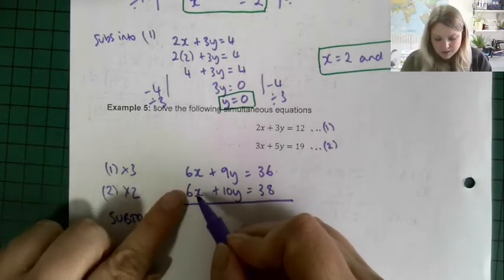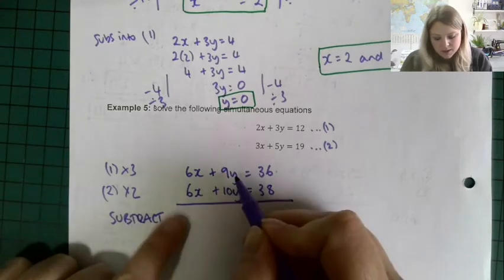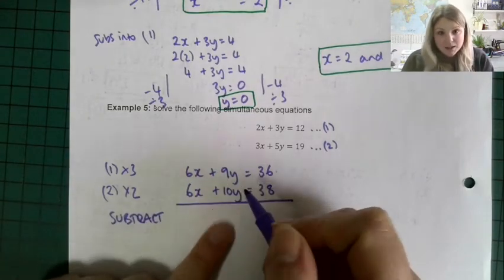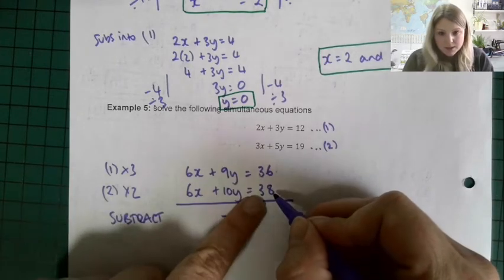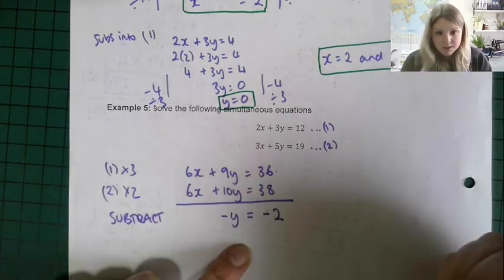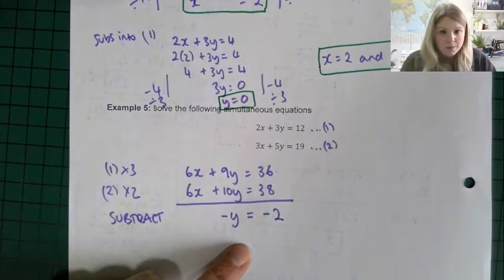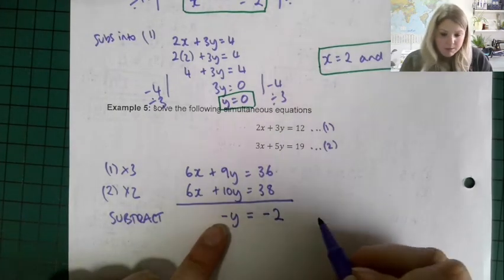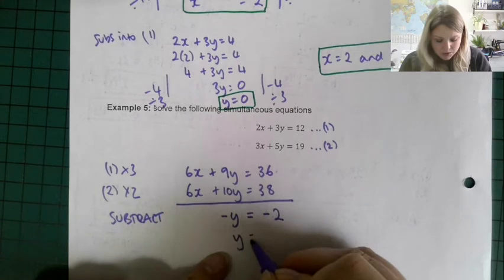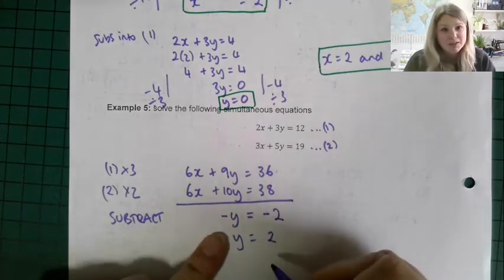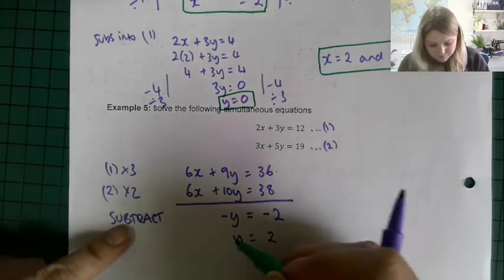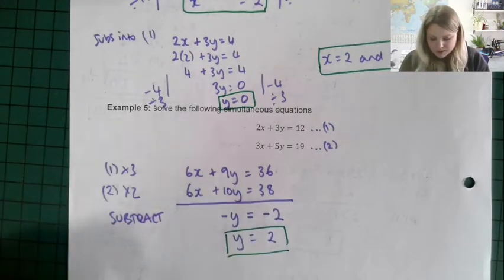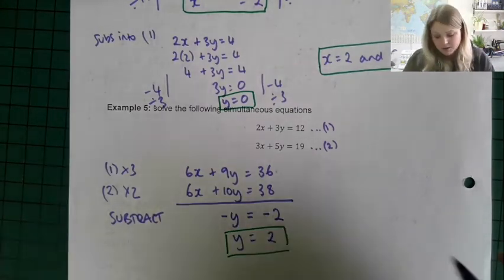Okay, 6x take away 6x gives me 0x, 9y take away 10y gives me negative y, 36 take away 38 gives me negative 2 or minus 2. So minus y equals minus 2, that just means y equals 2. Technically there I suppose I've divided by minus 1 on both sides, but y equals 2. Then we take that and we substitute it back into one of our original equations.